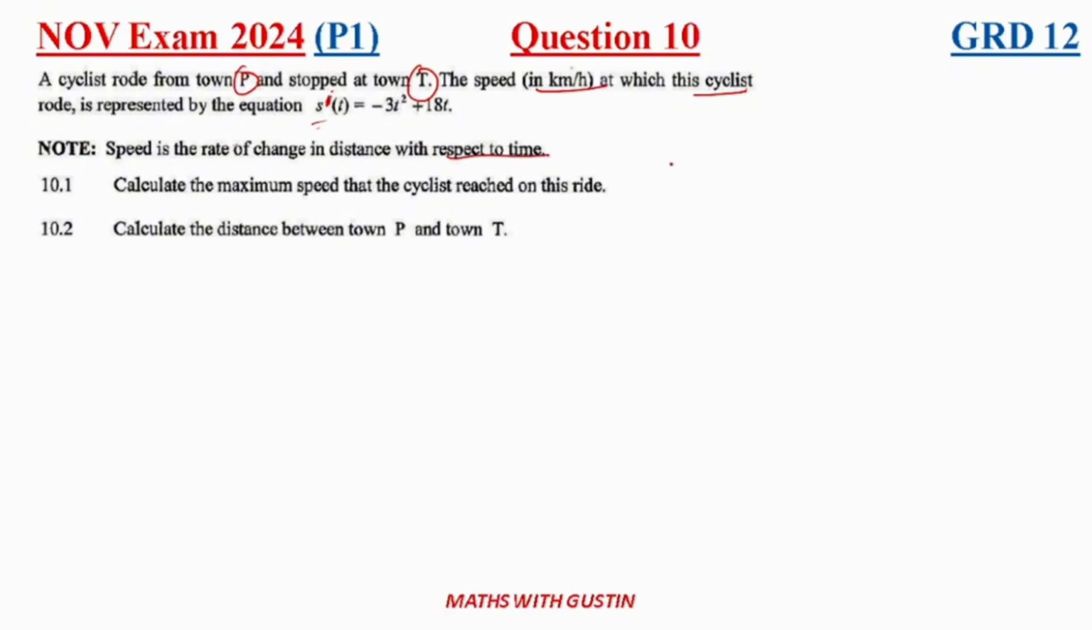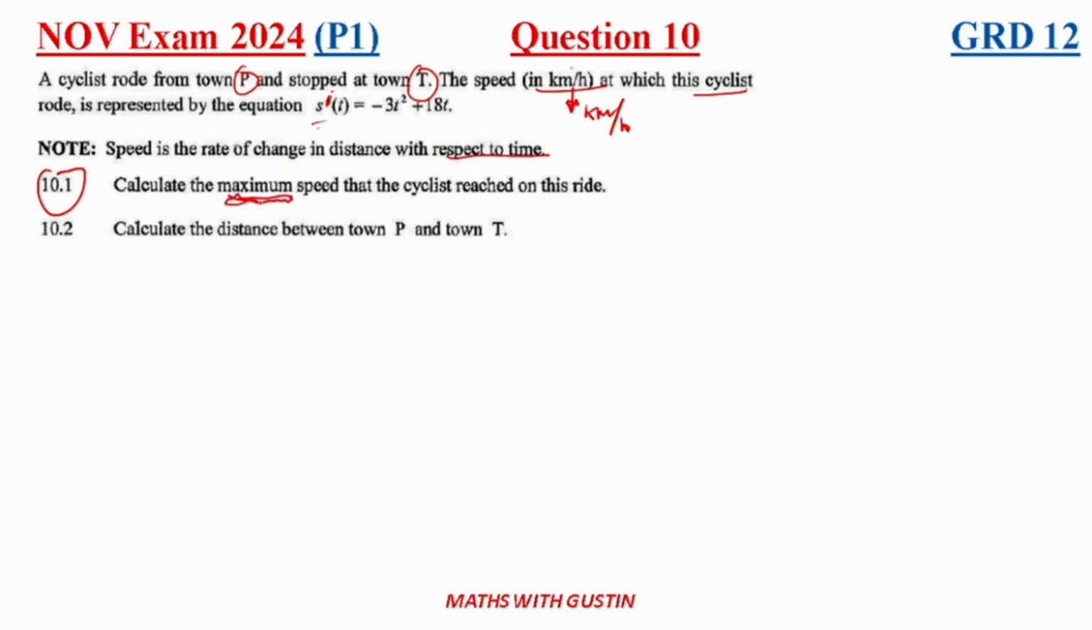Those of you who are doing physics, I think you'll be familiar with this one, the rate of change in distance with respect to time, which is what gives us kilometers per hour. Distance is in kilometers, time is in hours. All right, so let's do 10.1. 10.1 says calculate the maximum speed that the cyclist reached on this ride.